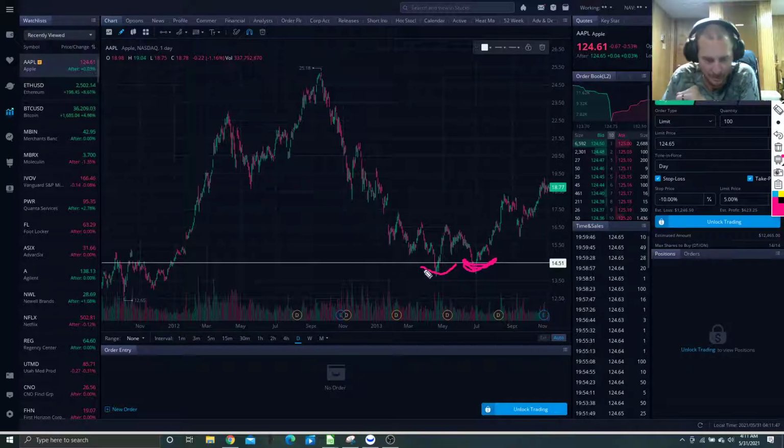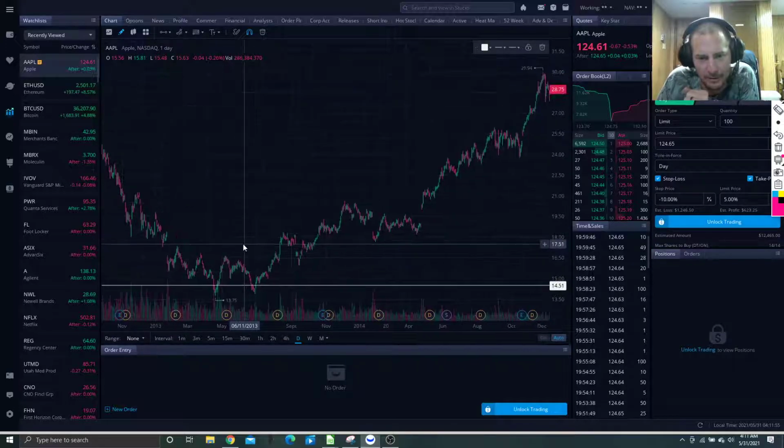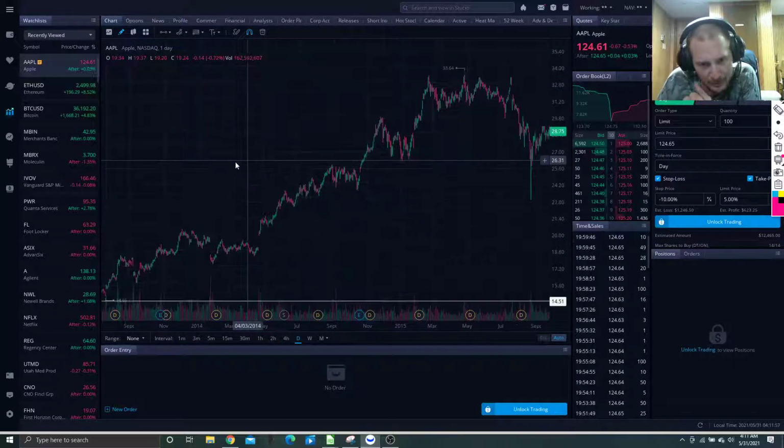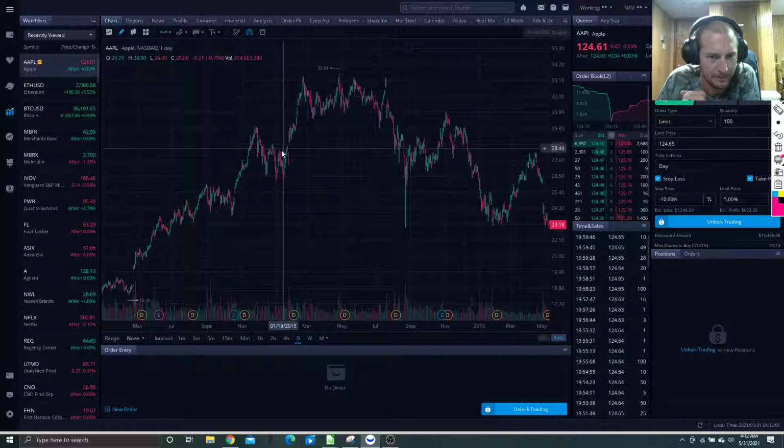If it moves down below that, it bounces back up. And this is a very basic concept, but it is also a very powerful concept. These same levels repeatedly get tested over and over again. See, here's a support level.